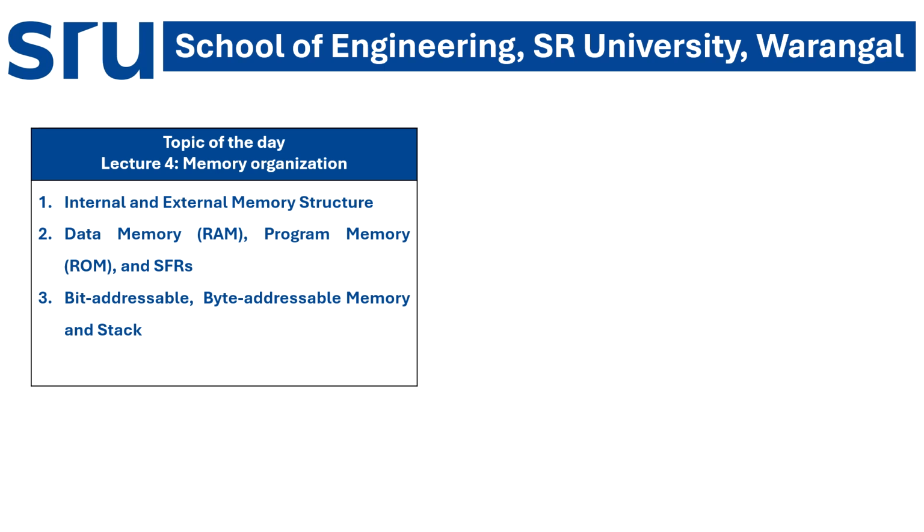First of all, the internal and external memory structure, which explains how the microcontroller stores and accesses data and program instructions. Next, we will study data memory, also known as RAM, random access memory, and program memory, which is ROM, read-only memory, along with special function registers, SFRs, that control different operations.